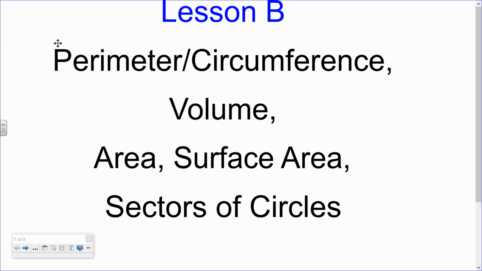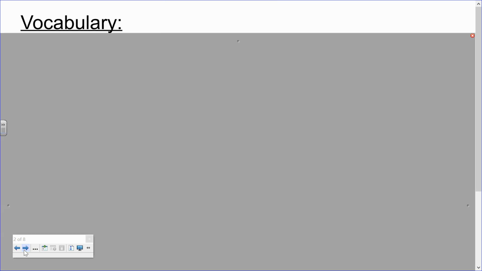All right, so today we're doing some more with geometry. We're going to especially focus on perimeter, circumference, volume, area, surface area, and sectors of a circle. So some vocabulary for today.